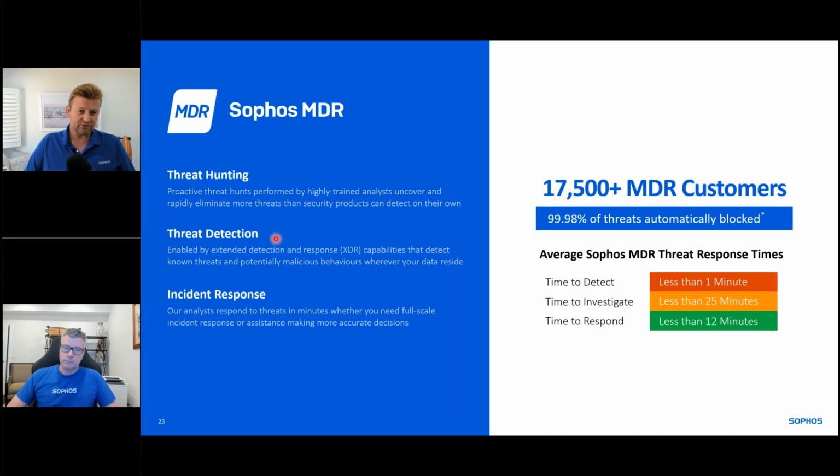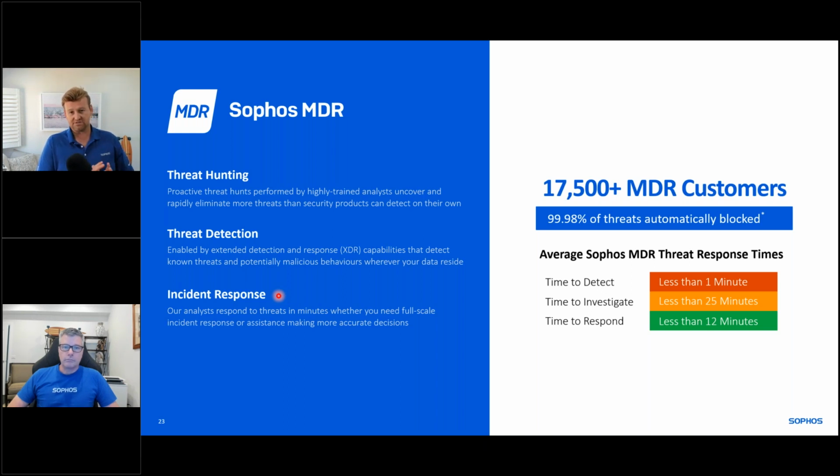The threat detection, that's what we've just spoken about. So if there's a detection, we are investigating and we're responding for you. And then of course the incident response. And that incident response, a lot of people don't really understand what full-scale incident response is. But that goes beyond just we've picked up a detection, we've investigated, and it's stopped at that machine.